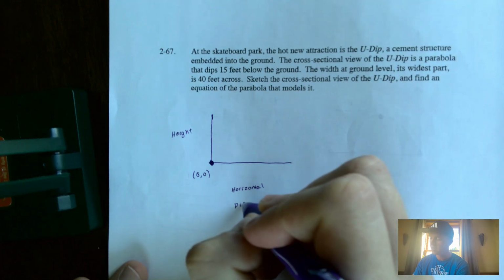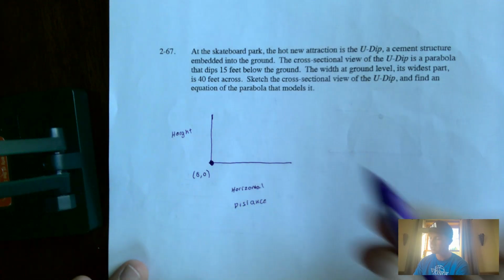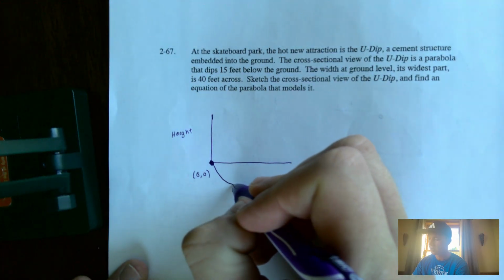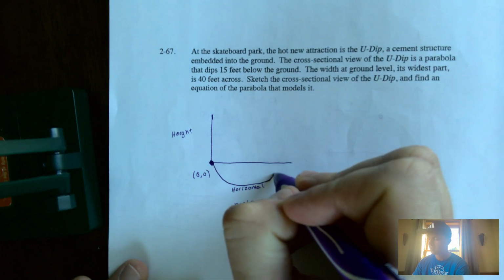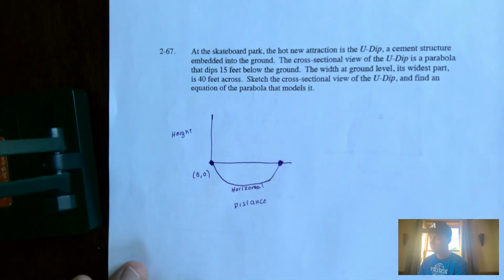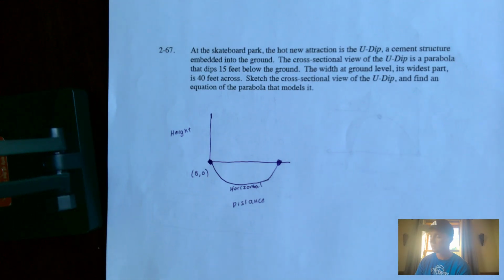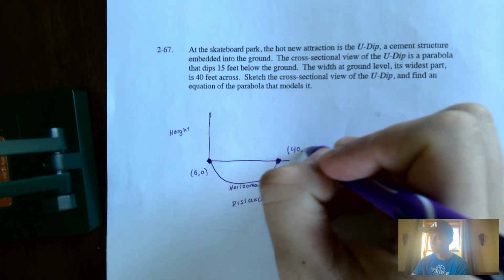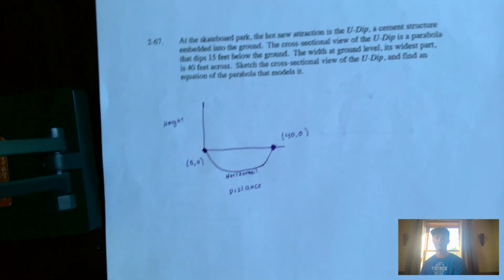Now, we're going to sketch this problem. It says the cross-sectional view of the parabola dips 15 feet below the ground, so we're going down, and then we come back up. It says the width at ground level, its widest part, is 40 feet across. So assuming this is 40 feet across, it's going to be 40, 0, because it's back at ground level.